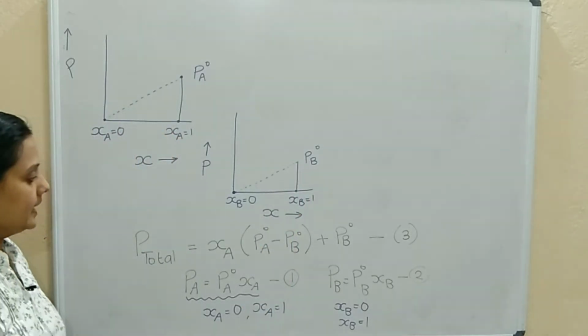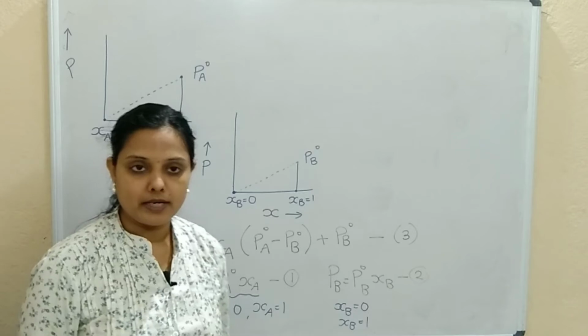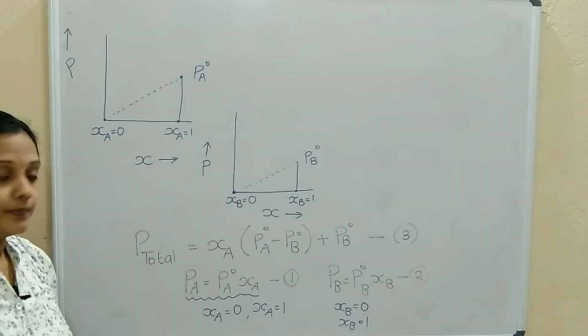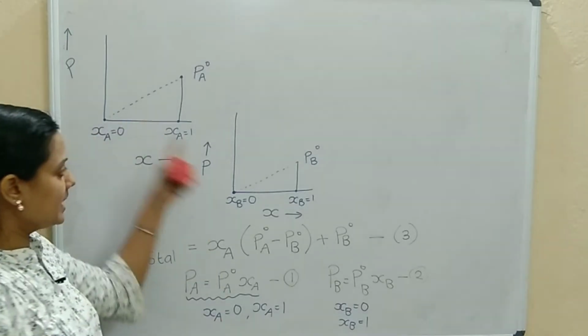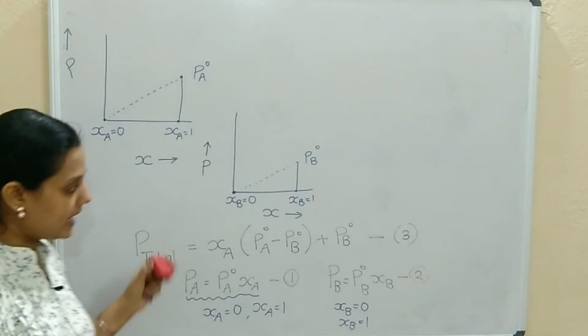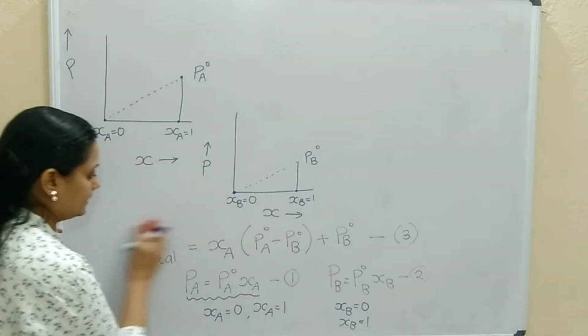Okay. So based on equations 1 and 2, we have plotted the graphs. Now, the summation of the graphs. Add both the graphs.